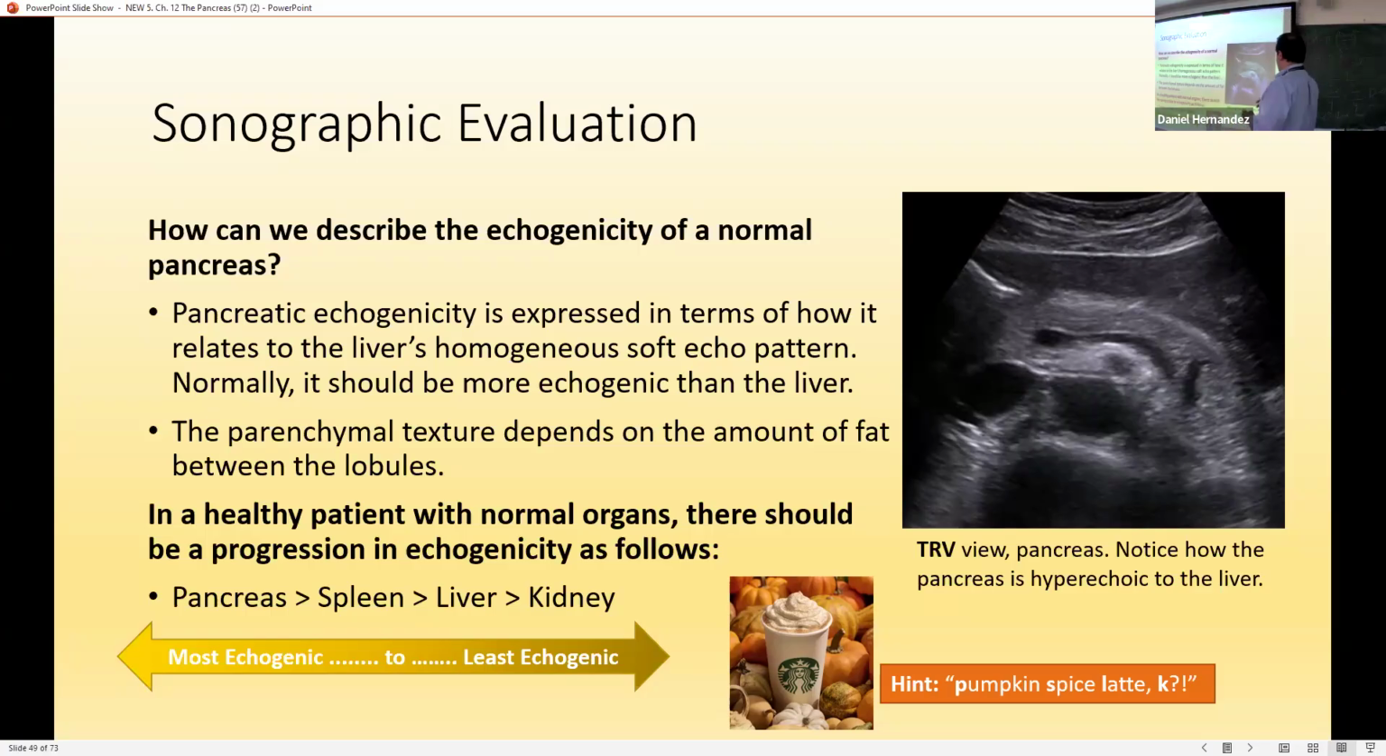Part of the reason it becomes more echogenic is that we tend to get fatty infiltrate working into the pancreas itself. The parenchyma texture depends on the amount of fat between those lobules. In a healthy patient with normal organs, there should be a progression of echogenicity as follows: the pancreas being the brightest, then the spleen, then the liver, then the kidneys being least echogenic.